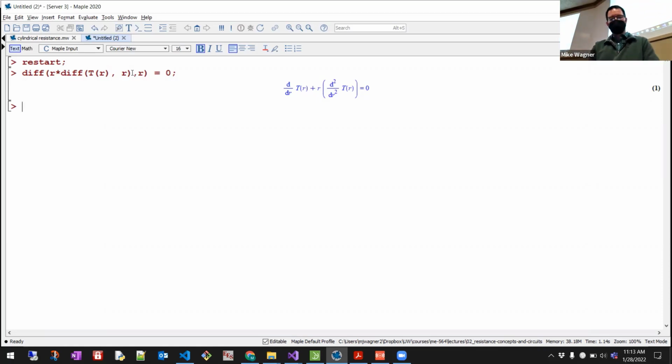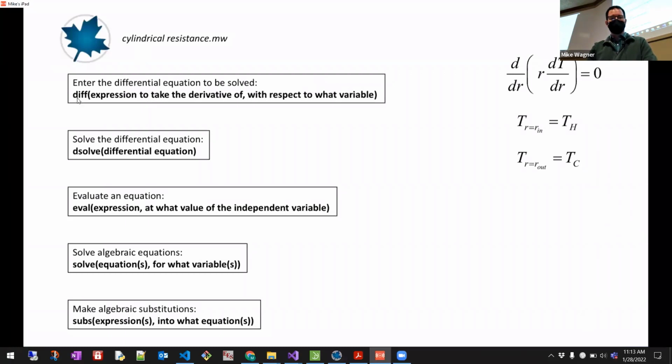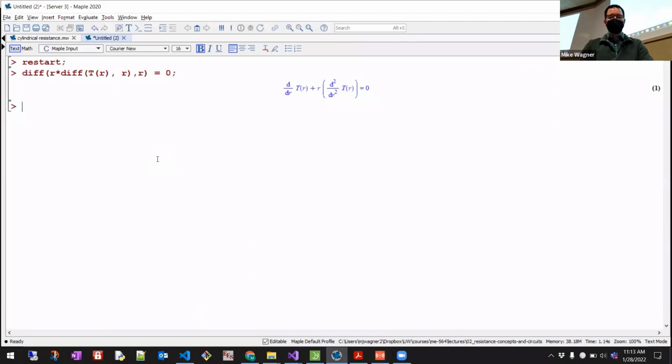Okay, so let's go back. Next step, we've used our diff expression here. Next step is we're going to solve this. We're going to solve this for T as a function of r. That's done with the dsolve command. So dsolve, we're going to solve this thing up here. But instead of entering this in manually, it's really handy to name things, or keep track of names. So let's call this ODE.